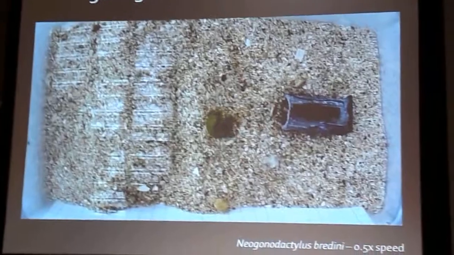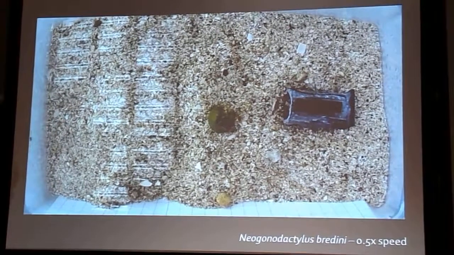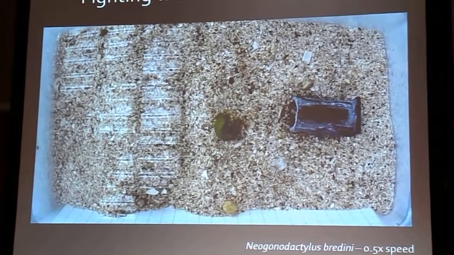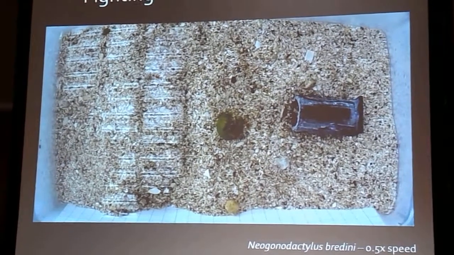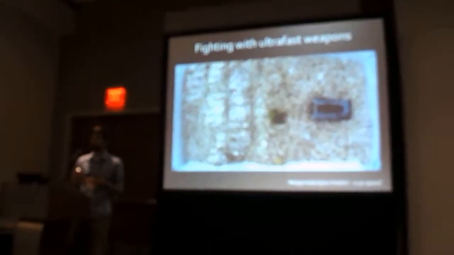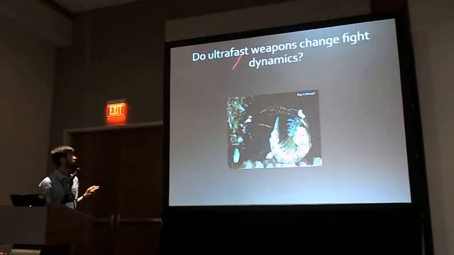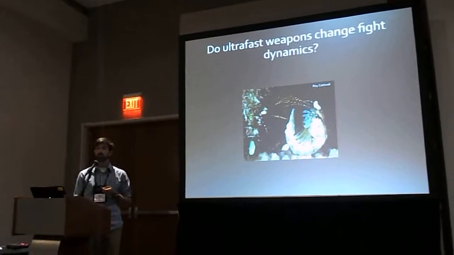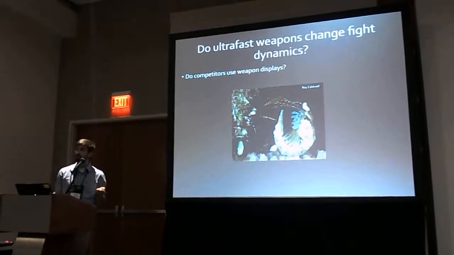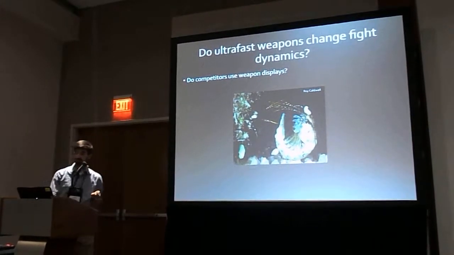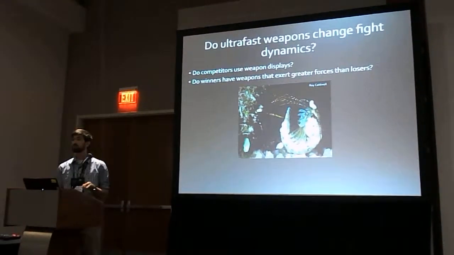So visually, when we compare this fight to what we saw in the fiddler crabs, what we see in classic weapons, we see visually these fights occurring in different ways. We see different dynamics. Well, what we were interested in doing is more quantitatively comparing the dynamics of these fights with classic weapon systems. So our question again is, do ultrafast weapons change fight dynamics? And specifically we asked here, do competitors use weapon displays, as we see in classic weapon systems? And do winners of fights have weapons that exert greater forces than losers?